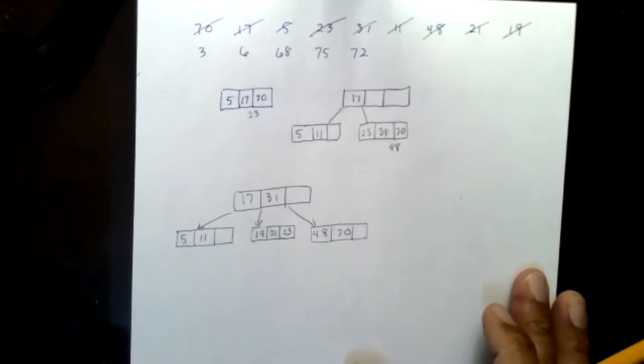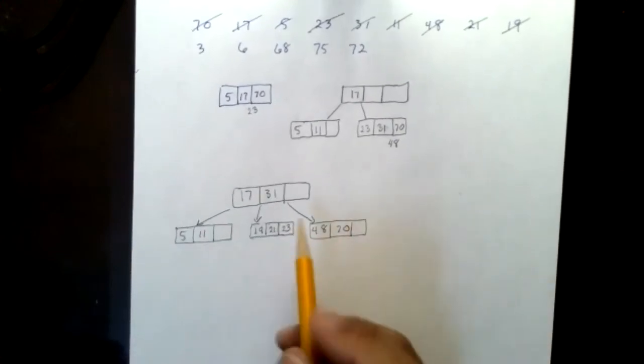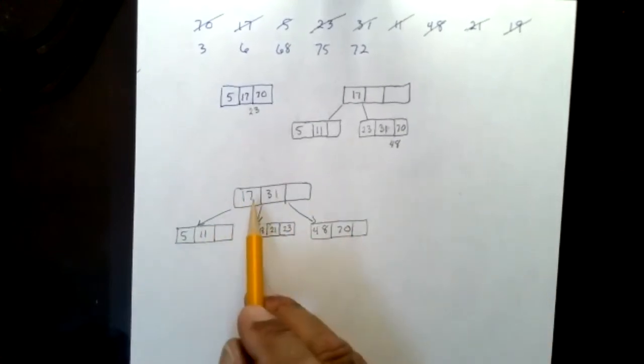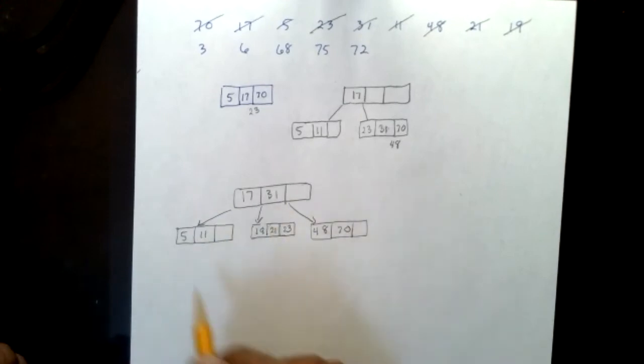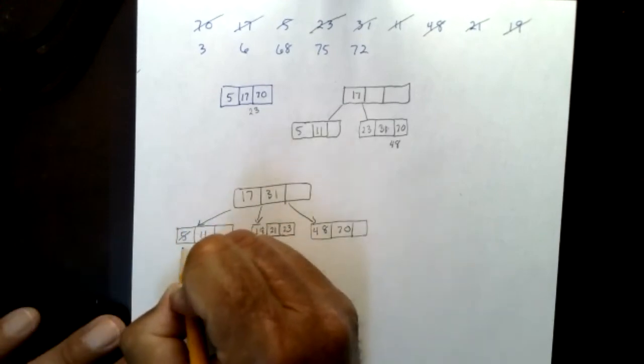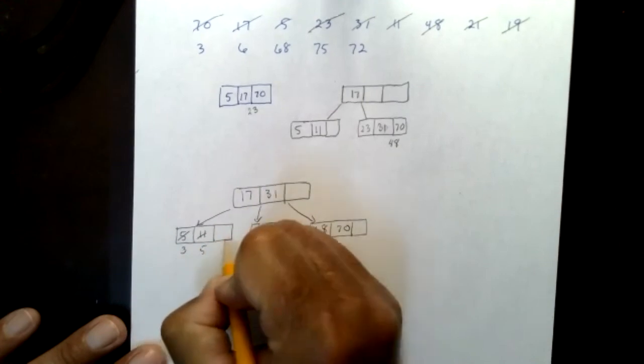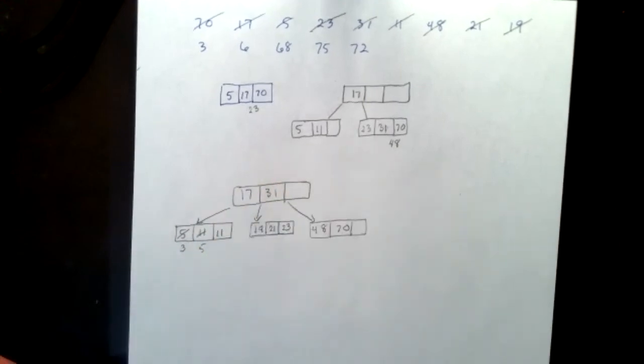3 is going to go to the left of 17. It's going to come in here. It's going to rearrange this guy. This is a 3. This is a 5. And that's now an 11.